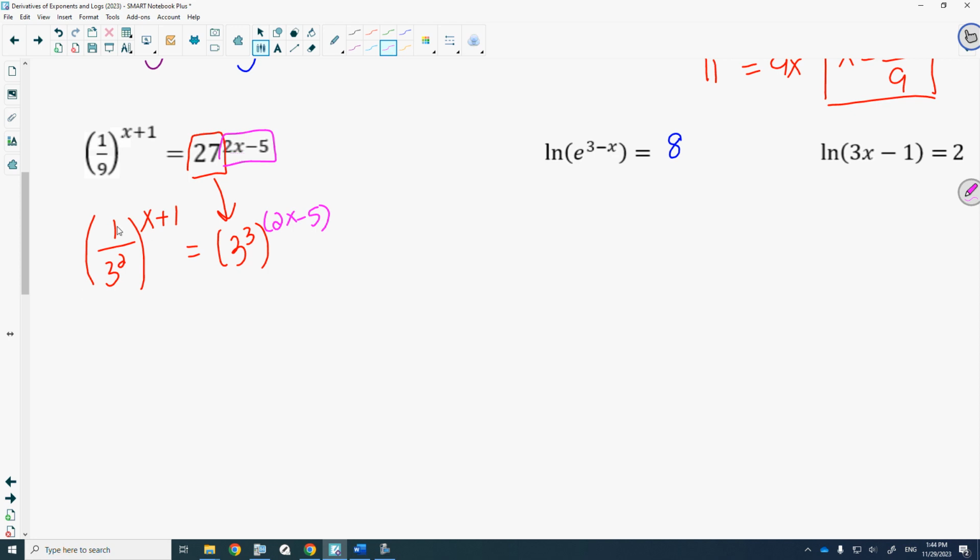Do you remember what I'm going to do to this left-hand one? Yes, you're going to bring this 3 up, and it'll be 3 to the negative 2. And then you've got base of 3, base of 3. So if you bring and reciprocate, we would get 3 to the negative 2, x plus 1 is equal to 3, I'll distribute this at this stage, 6x minus 15.